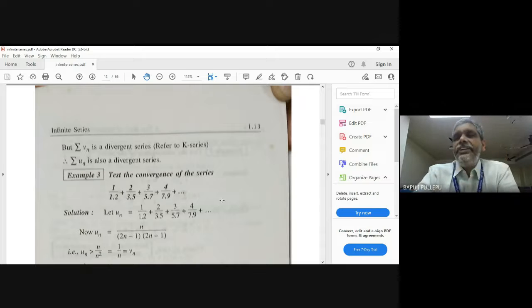Sometimes Vn is not given. You have to choose. How to choose, I will tell you. Test the convergence of the series 1 by 1 into 2, 2 by 3 into 5, then 3 by 5 into 7, 4 by 7 into 9. So the nth term, how will you get?